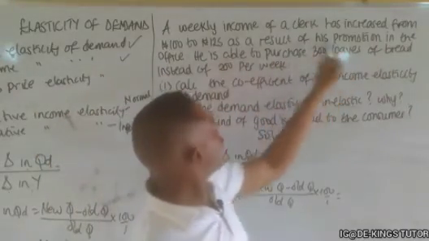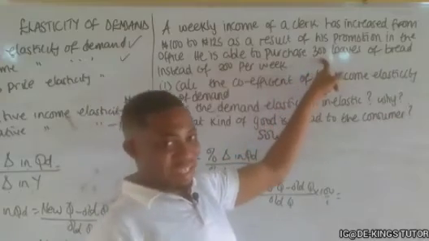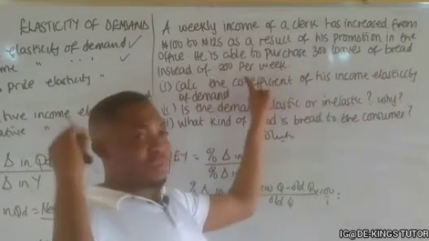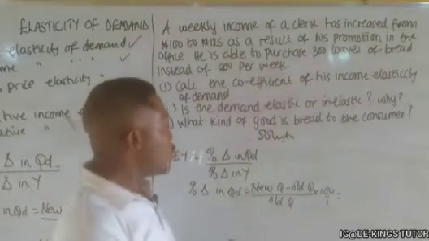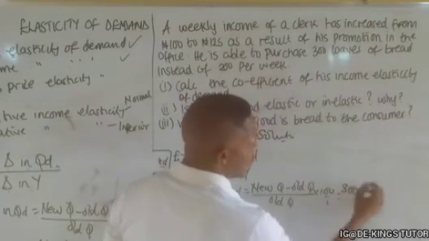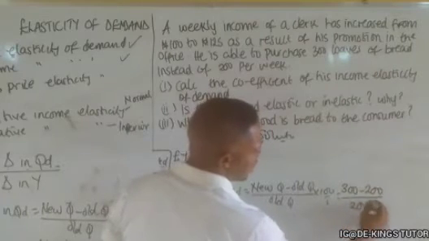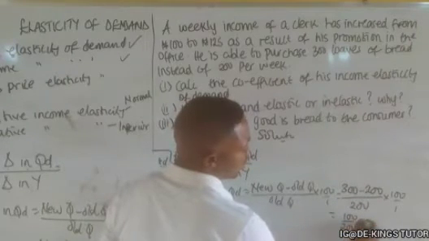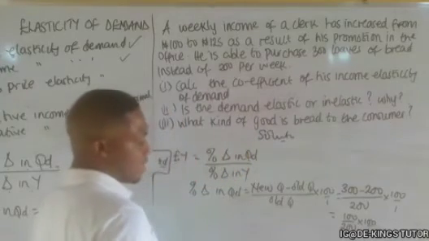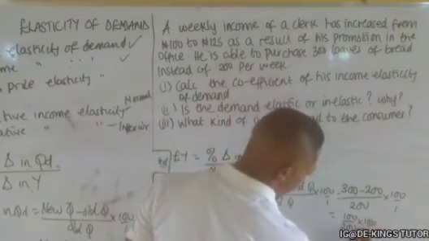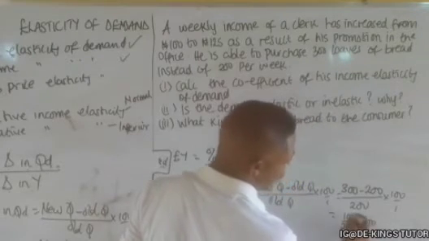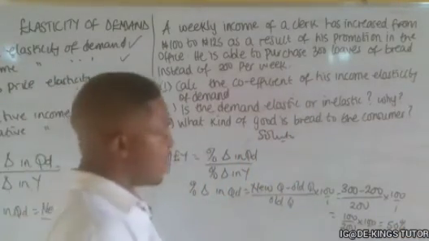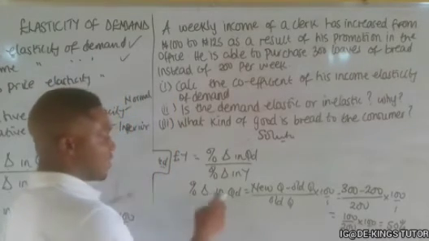Now, as a result of his promotion in the office, he is able to purchase 300 loaves of bread instead of 200. So 300 is the new, and instead of, 200 was the previous. So this is the new quantity and this is the old. So the new quantity is 300 minus the old, which is 200, divided by the old, 200, times 100 over 1. So 300 minus 200 is 100 over 200 times 100 over 1. 100 in 200 will give us 2, and 2 in 100 is 50. So this will give us 50%. That's the percentage change in quantity demanded.